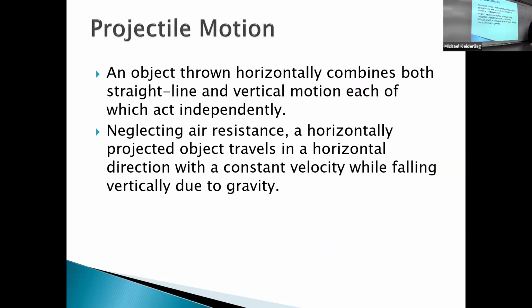Now, it turns out the vertical component of a projectile, a thrown object, or an object that's just affected only by gravity, the vertical component is exactly the same as if it was going with the speed it has vertically straight up and down. You can treat the vertical and horizontal motion independently. Horizontally, it'll travel at a constant speed in a straight line. Vertically, it will have a constant acceleration downwards due to gravity.